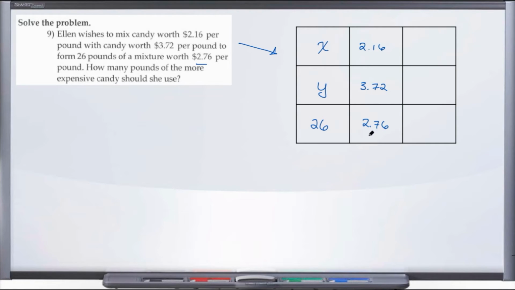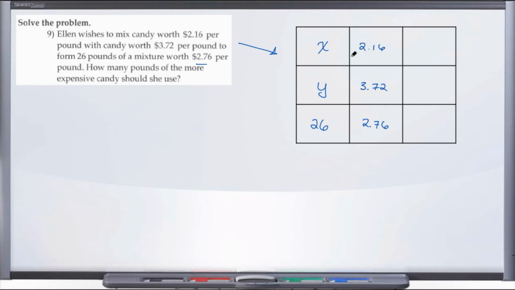Let me go over again what each of these boxes is going to contain. The top left box is always your X. The box right below it is always your Y. The bottom left box is always the total weight of the new mixture you're creating. Go back to your word problem and see how much weight the new mixture is going to be: 26 pounds. The X and the Y always represent the two pieces of the mixture, and generally I make X the less expensive part and Y the more expensive part.